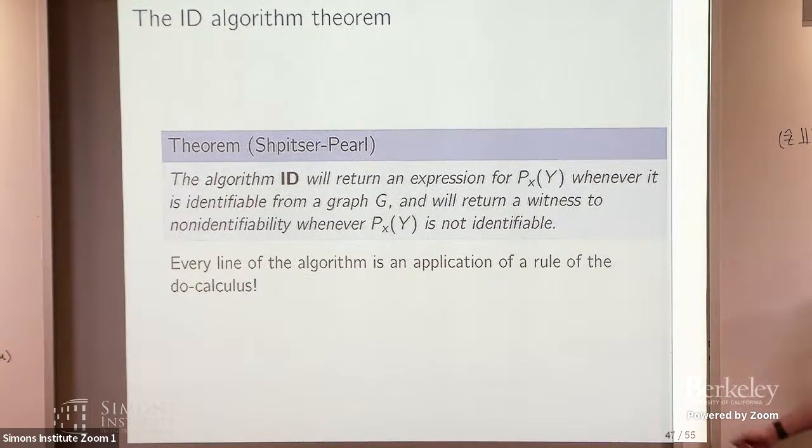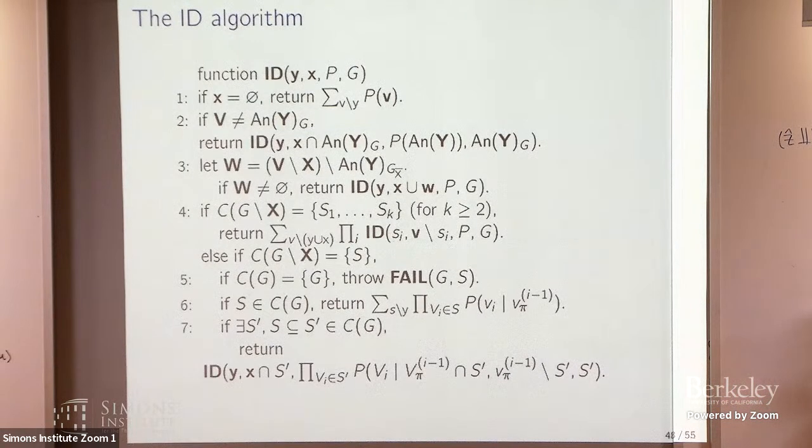And every line of the algorithm is going to turn out to be an application of a rule from the do-calculus. I'm not going to have time to describe it. I'm basically just going to flash the algorithm on the screen, convince you that it's not totally incomprehensible, and then talk about what it finds when it fails, when things are not identifiable, because I think that's interesting in its own right.